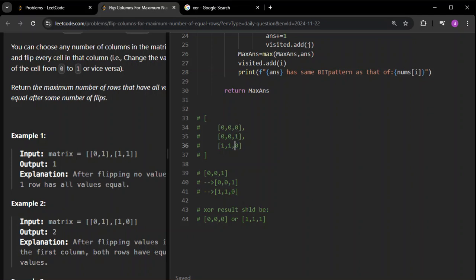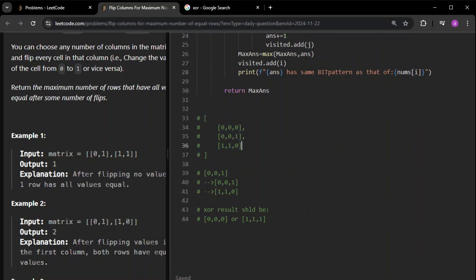So the idea here is, when this 0 becomes 1, all of them are matching. That is, this particular row will be a part of my answer. Similarly, this particular 1 will become 0. That is, all the values in this row are becoming 0. Then again, this row will be a part of my answer. So my answer will be 2 in this case. Okay, that is the basic idea.